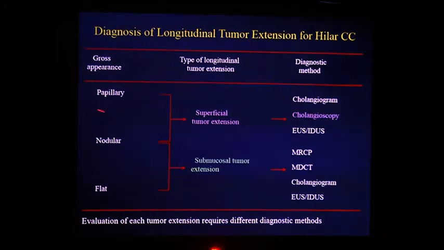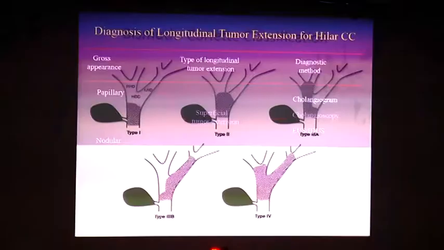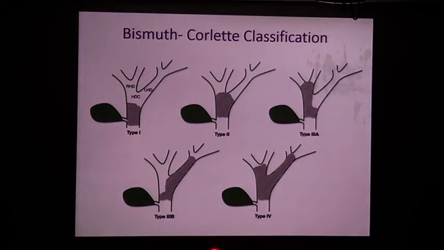As we talked about the various types of tumors, you see that the papillary and nodular types mainly have superficial tumor extension, whereas the flat one, or scirrhous, has a submucosal tumor. So you need to evaluate it in different ways in order to see the extent of spread, and it could entail even doing a cholangioscopy and intraductal ultrasound if these facilities are available to you. So briefly we have talked about the evaluation.